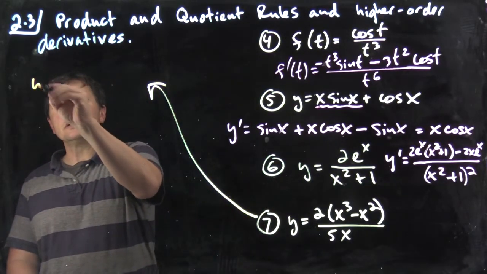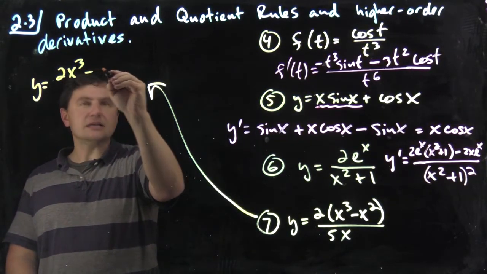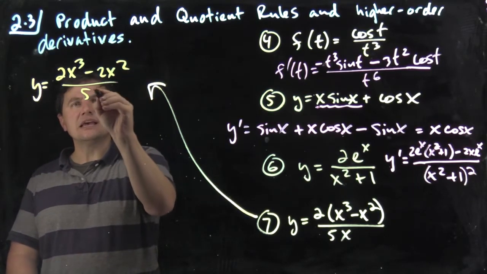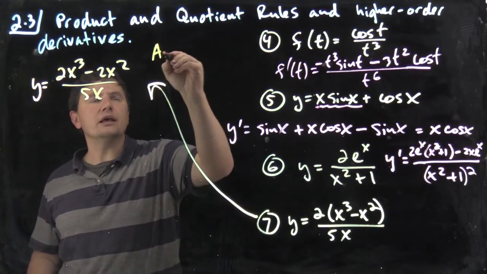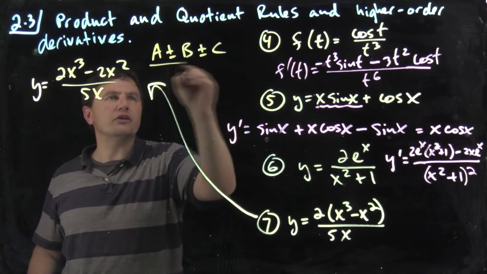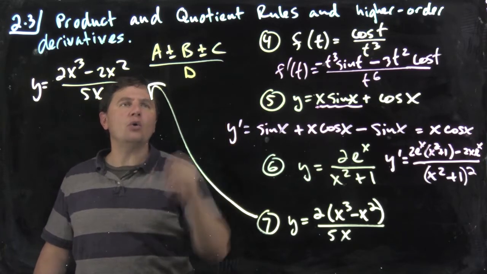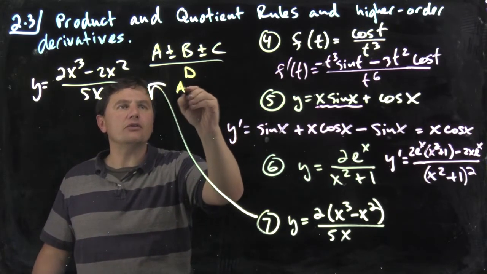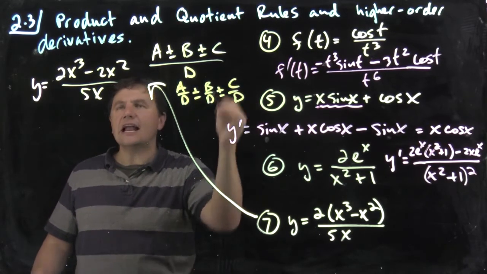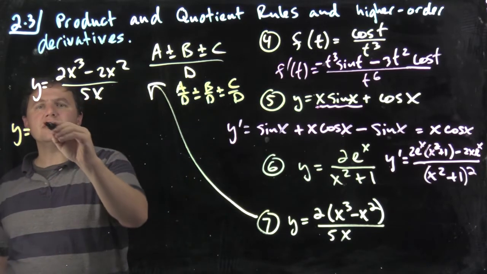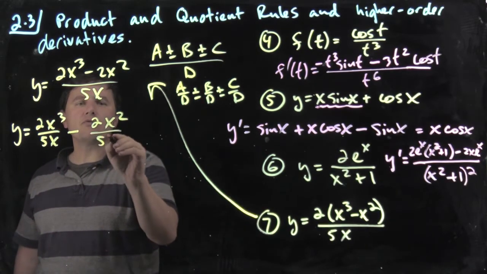So what I'm going to do is this. First of all, we can distribute that 2 up top. So this is going to be 2x to the third minus 2x squared. That's all over 5x. Now, one of the patterns you're going to see, and this is something we're going to see quite a lot of in this course, and it's something you want to get used to. If I have a polynomial, multiple things in the numerator, over a monomial, I can always split that into the various parts. So I can call this a over d plus or minus b over d plus or minus c over d, and I can split that up. So here, I can go y is equal to 2x to the third over 5x minus 2x squared over 5x.